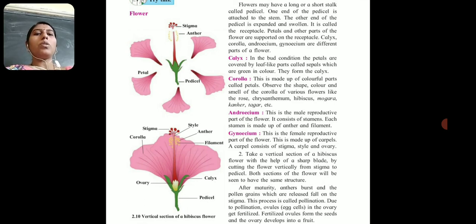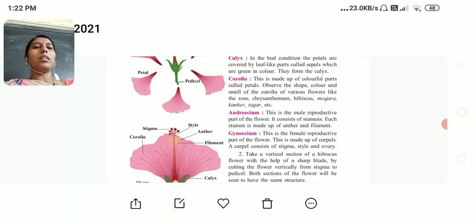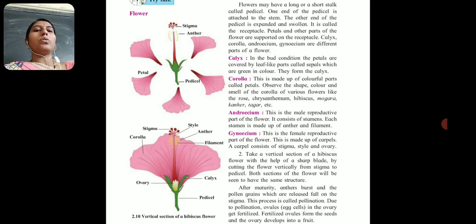So the male reproductive part is the androecium, so it contains the anther and filament. Next to that, the gynoecium, the female reproductive part, is made up of the stigma, see here, next to that the style is there, and the ovary. So after pollination and the process of fertilization, the ovules or ovary develop into a fruit.